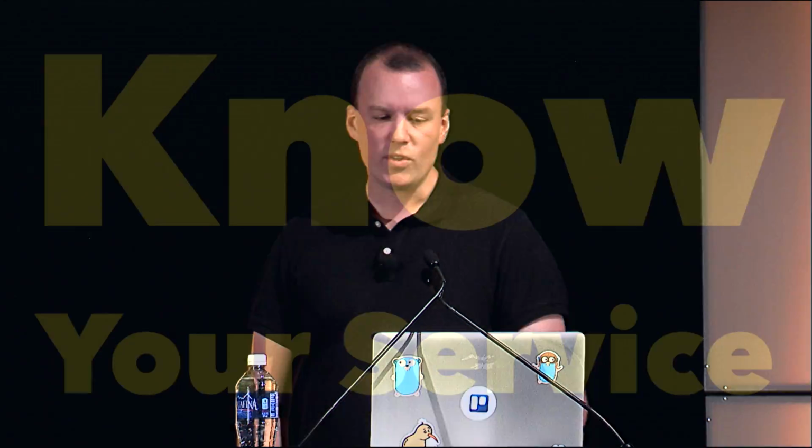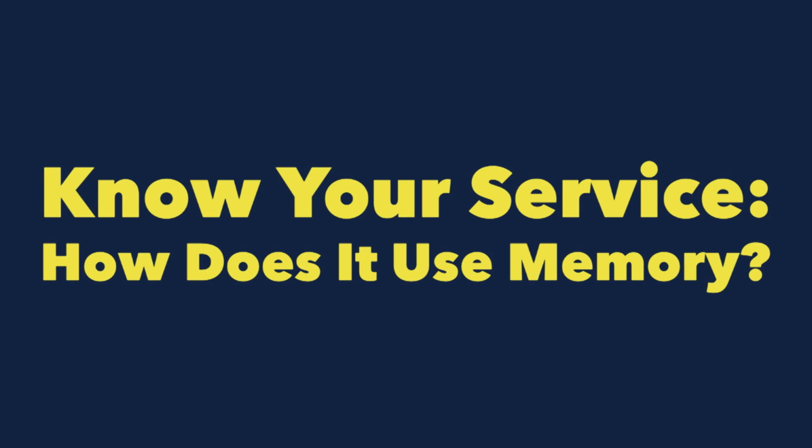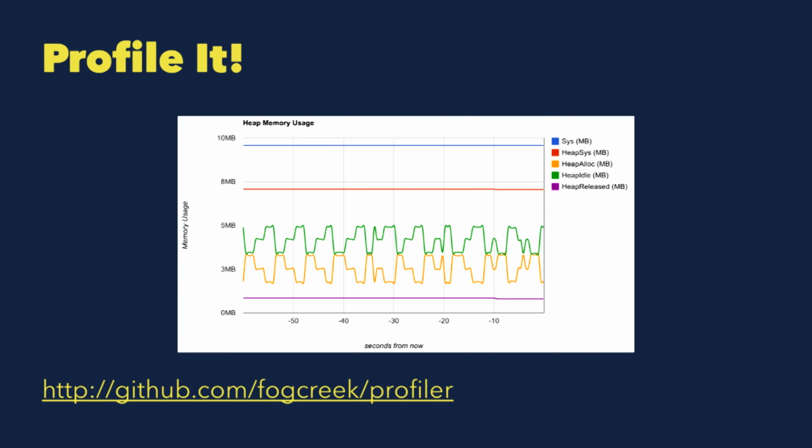So we've just wrapped up development, and we're now starting to test out our service so we understand how it behaves. So let's start with, how does it use memory? Well, we profile it. And like probably dozens of you in the audience here, I made a profiler. This is on Fog Creek's GitHub page here if you want to take a look. It's fun to watch. I don't have an animation, but it does actually update every second. This shows me how much memory the service is using as far as the operating system is concerned.